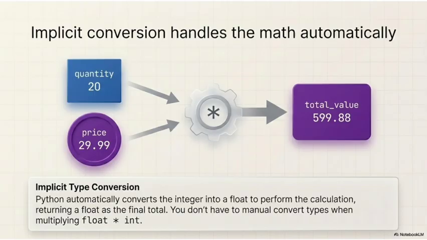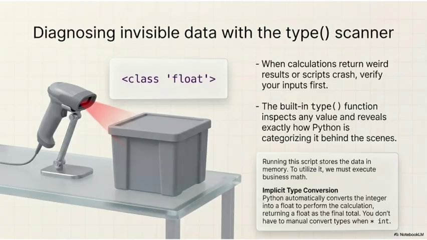This is called implicit type conversion. Python handles the math automatically when the operation makes logical sense. You don't have to manually convert when you multiply an integer by a float. Python already knows what you mean. This is convenient, but it also means Python is making decisions about your data behind the scenes. Understanding when that happens and when it doesn't is essential to writing reliable business logic.